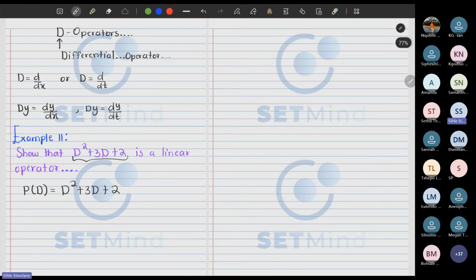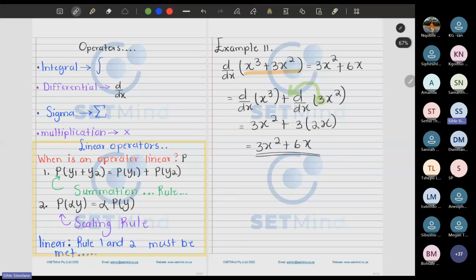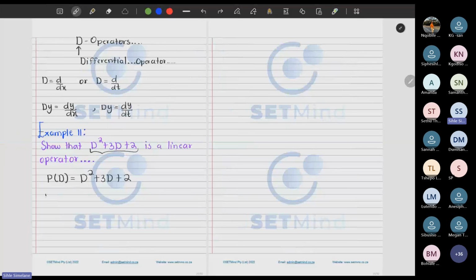What we then want to do is take this polynomial and make it act on these two conditions. Remember, we said that we can act on y1 plus y2 and then see what happens, and do the same for the other rule. So we are going to do P of D, but P of D is going to act on y1 plus y2. What does this mean?